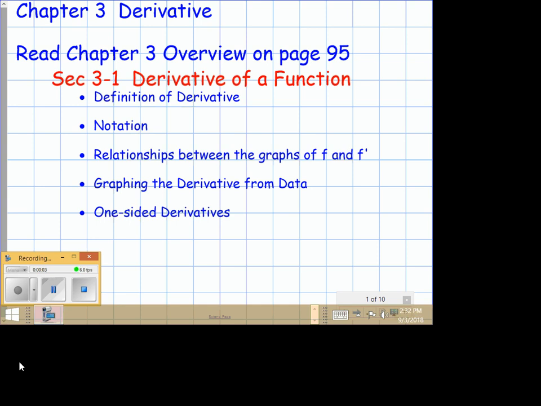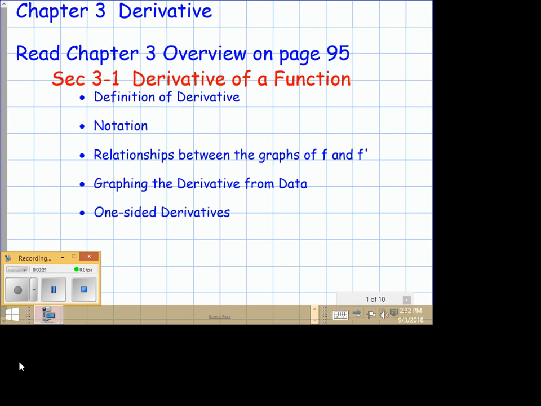Hi guys, today we're going to look at Chapter 3, Derivatives, and I'd like you to read the chapter overview first on page 95. Before you do, I just want to mention that in section 3.1, we're going to be looking at the derivative of a function.